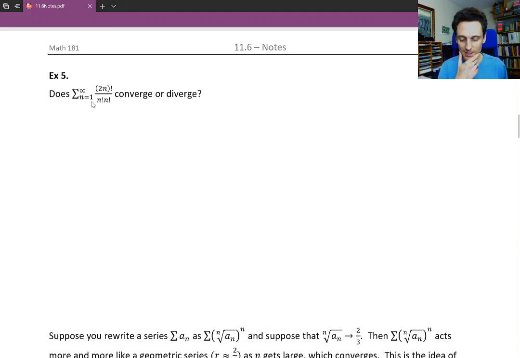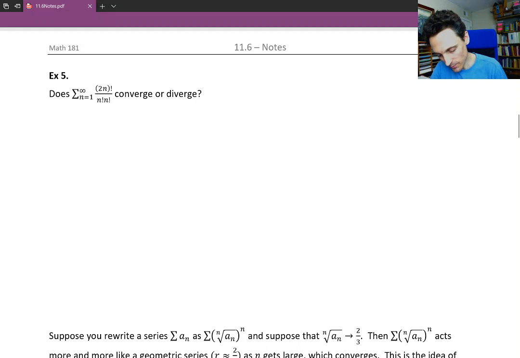Example 5 has a series that's yelling at us here. A series with lots of factorials. We've got this series n equals 1 to infinity of parentheses 2n factorial over n factorial n factorial. So does that series converge or diverge? And it turns out that the ratio test works really well with factorials. You'll see in a moment why.